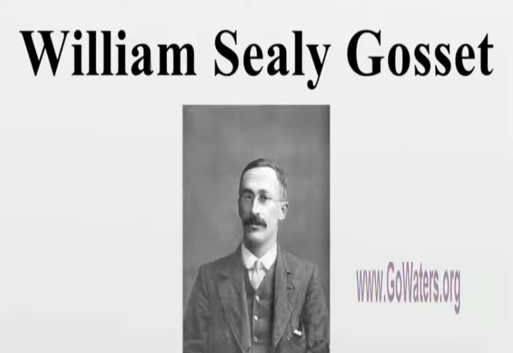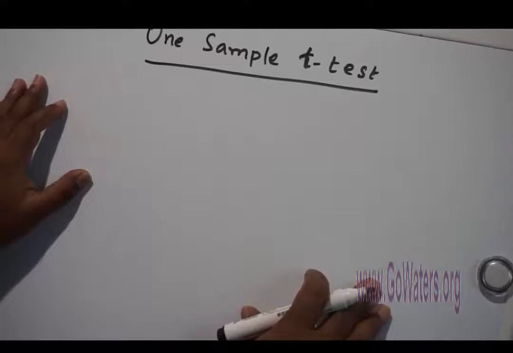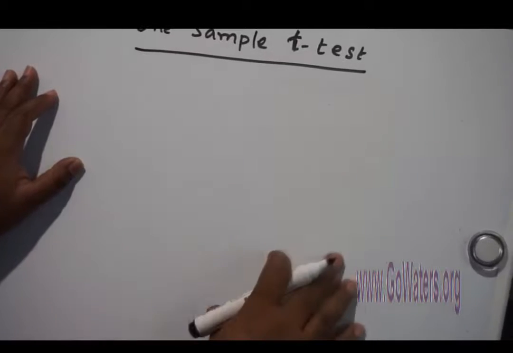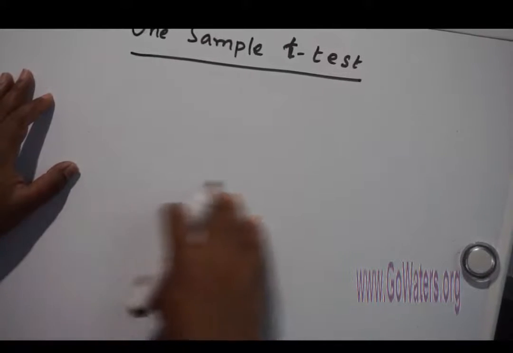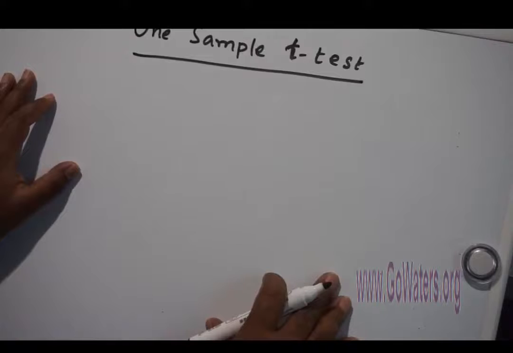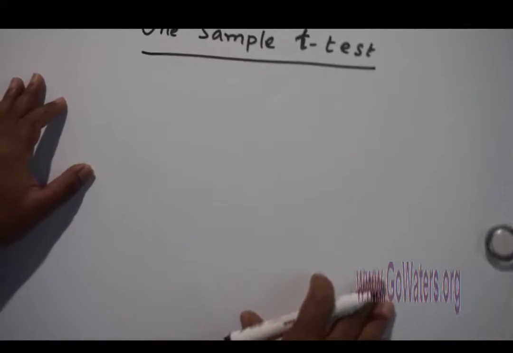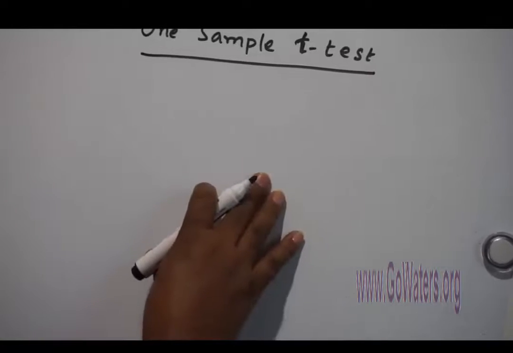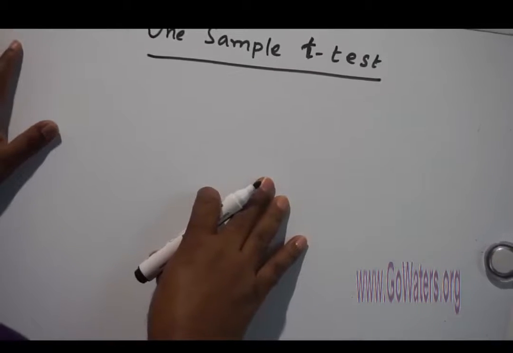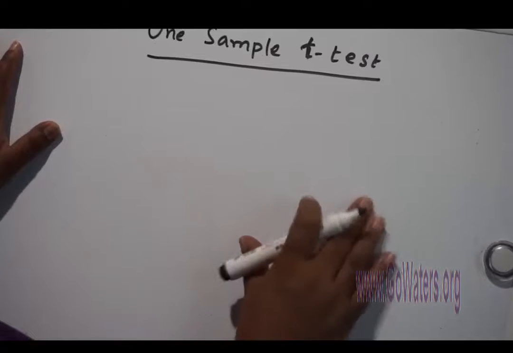He wanted to publish some articles, so he used the pen name Student T. That's why it's also known as the student's t-test. He used the pen name Student T, and under that pen name he wrote many papers and articles. Gosset is the person who invented this particular test. It's very useful, and it's highly applicable.